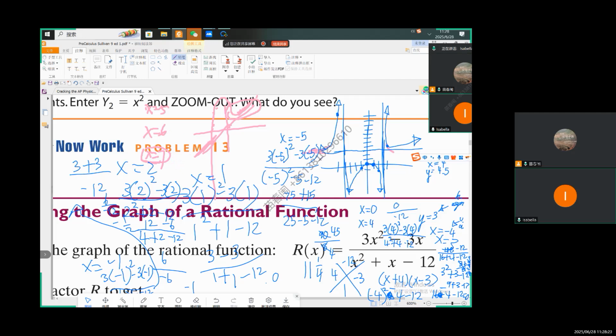So when x equals 7, that's a little crazy. Let me substitute x equals 7. 3 times 7 squared minus 21 over 3 times 7 squared... wait, let me use 7. Yeah, 7. So this is 49 plus 7 minus 12.